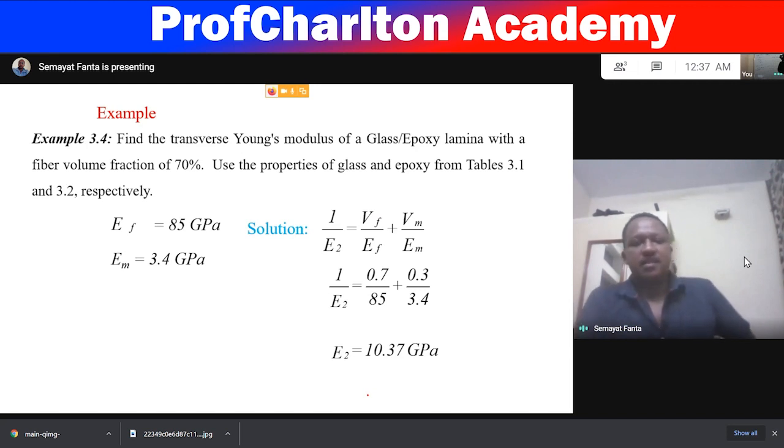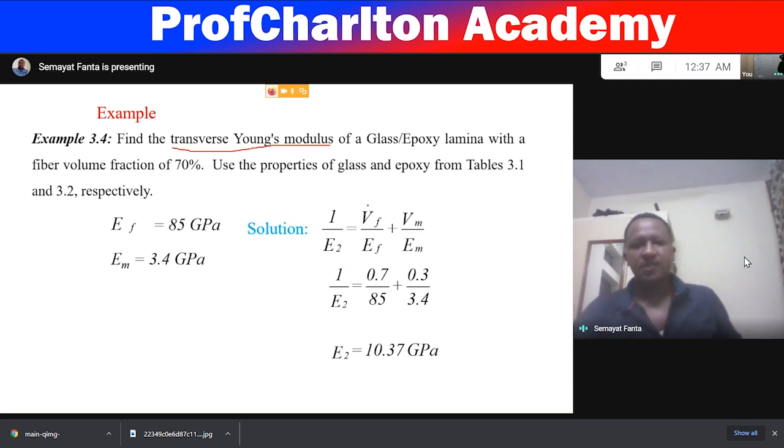So let's take a small example on that. Still the same material we are using, because this material is appropriate for our analysis, and to avoid some other confusions, let's use the same material. So 70% volume fraction. What we are going to find is the transverse modulus. This is the required material parameter.